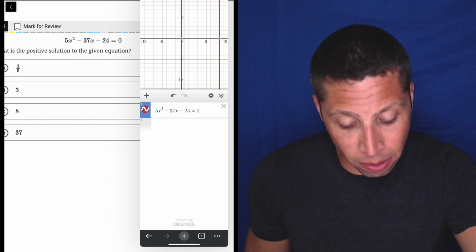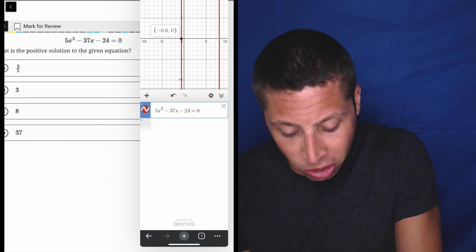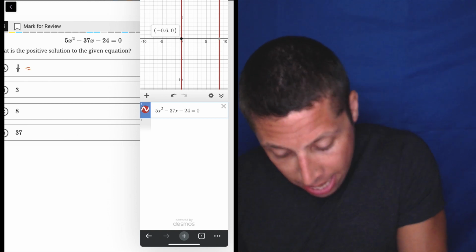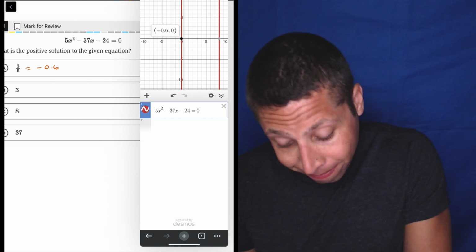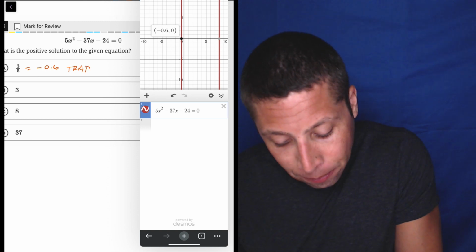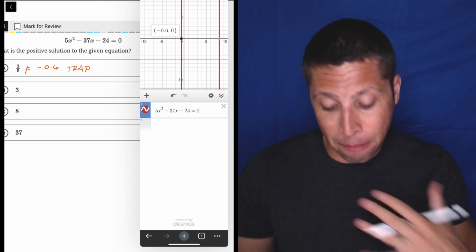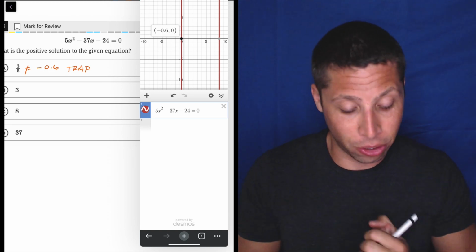And so one of them we can see is negative, which we know we don't want, but it's negative 0.6, which is the same as negative 3/5. So this is the trap, I should say. They want us to go with that because of the way that we factor. That might become one of our other factors, but that is not the positive solution. That is a negative solution.